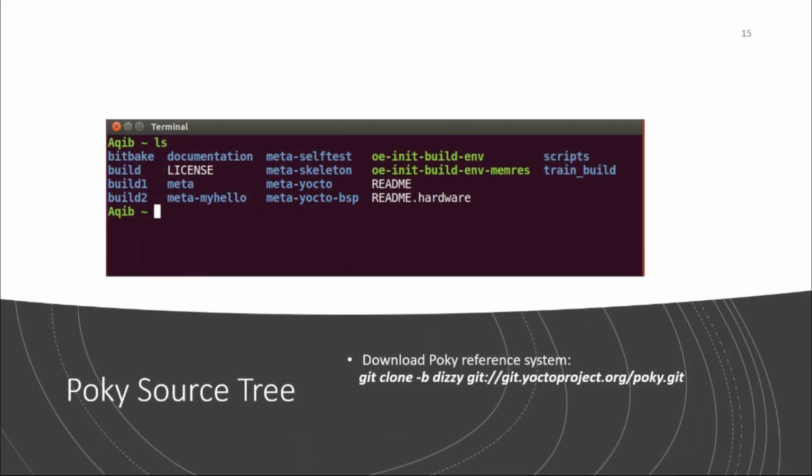So now let's download the Poky source tree. You can download the Poky source tree from the link mentioned in the slide, and you can select any branch. I just selected the branch dz. When you download the Poky reference system, you will see that the directory structure will be similar to that shown in the slide. In the next slides, I will go through all these folders and the directory structure, so you can also get familiarized with what is inside the Poky source tree.